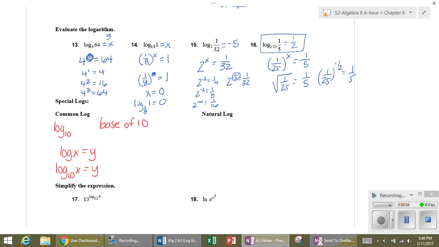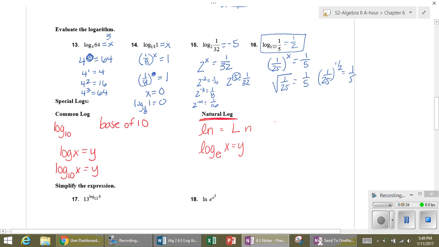The other kind of special log is the natural log. Last week or earlier this week, we talked about the natural base e. So a natural log is going to be ln, and that really means log base e of whatever your argument is. So we don't want to write log base e every time; we write it as ln. That's an L and then an N.